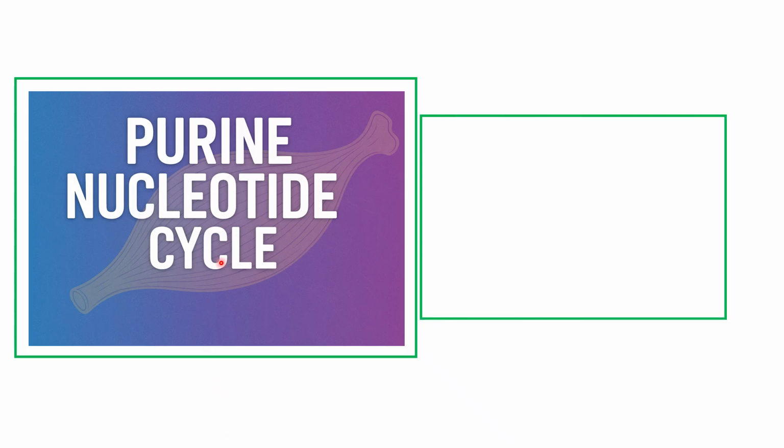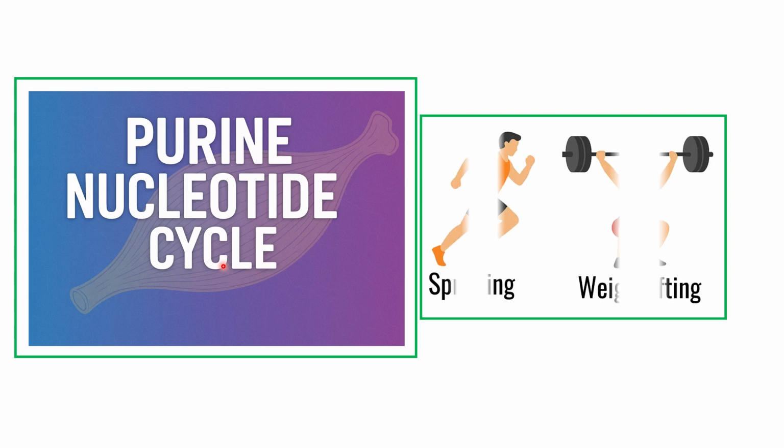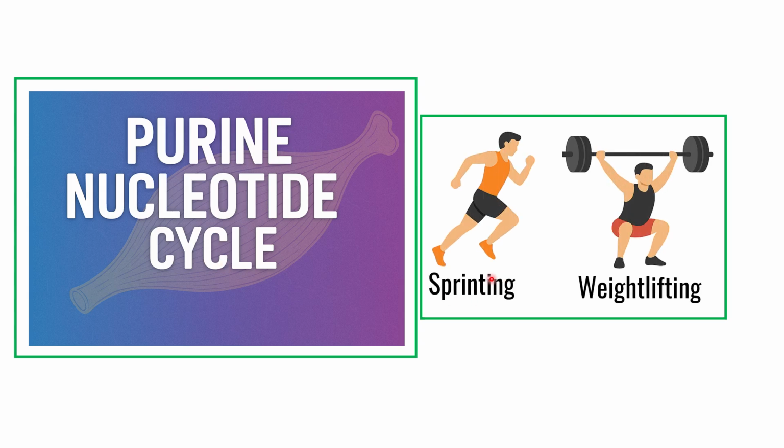Today I am going to discuss the purine nucleotide cycle, which is a very important metabolic pathway that supplies energy for the exercising muscle during high intensity exercise such as sprinting or weightlifting. Sprinting is basically running very fast for 100, 200 or 400 meters. So I would like to give you a first brief background.